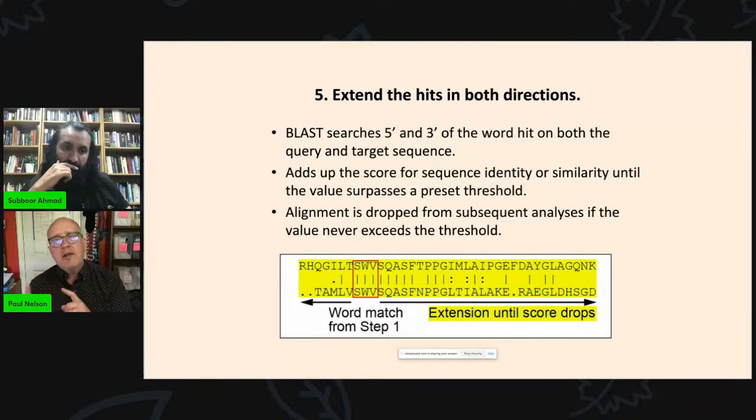Next time, we'll talk about how these searches are scored and how all of this factors into what's known as the expect value. All right. That's for next time. My mini thought experiment. Brilliant.